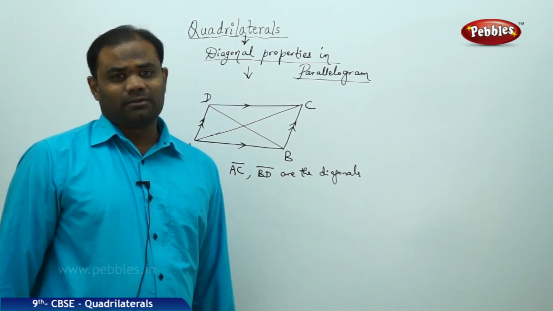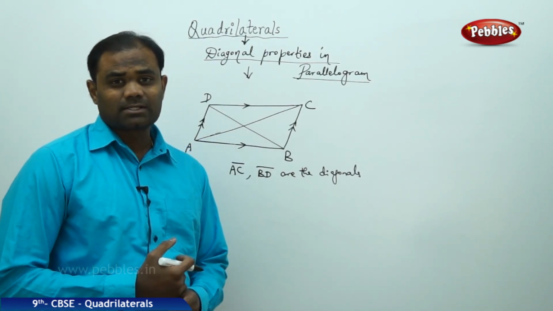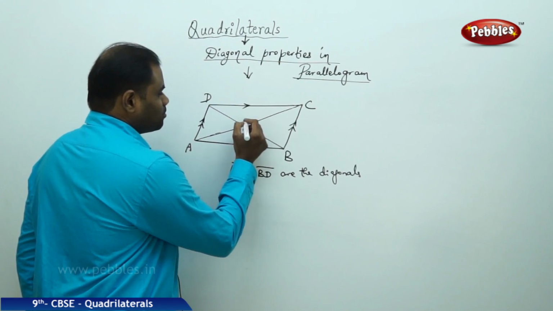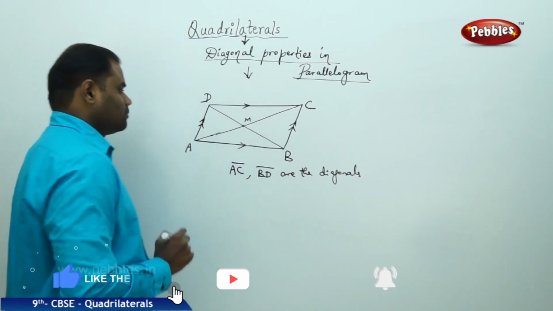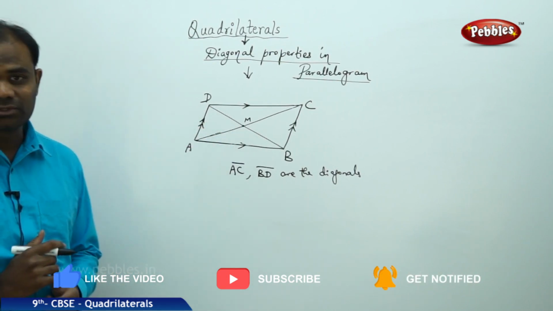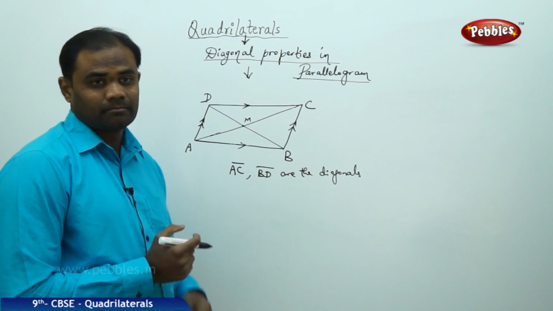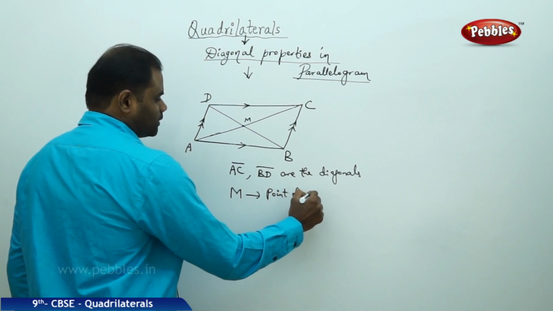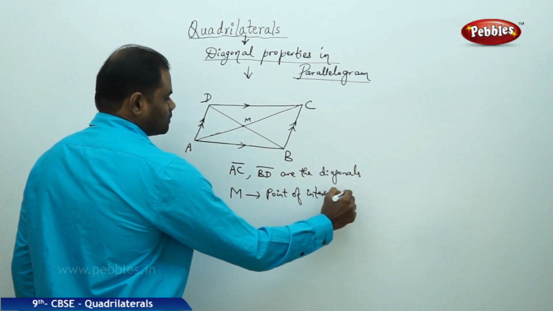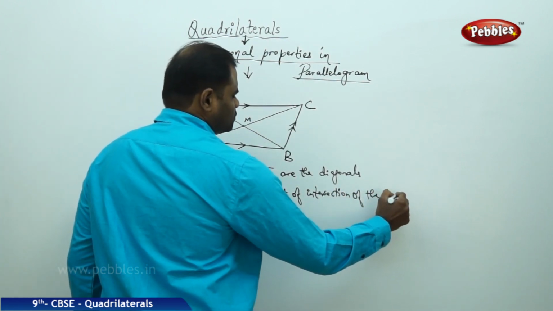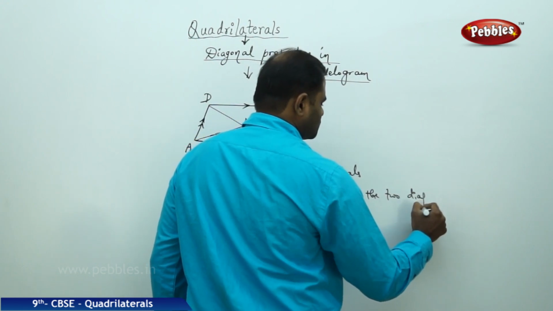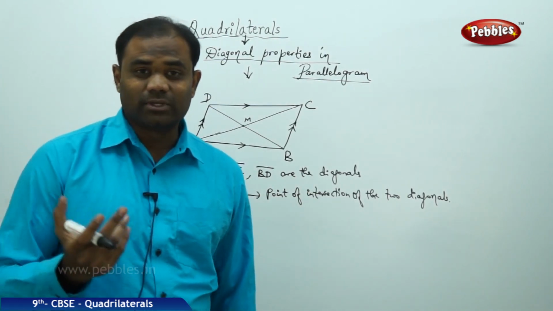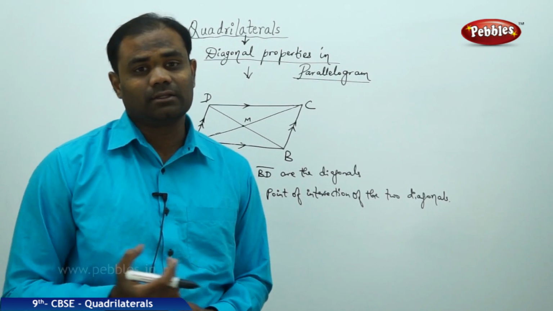Now let's see what is the property which connects these two diagonals. Before this, I clearly understand that diagonal AC intersects diagonal BD at say some point M. So I clearly have a point of intersection of the two diagonals as represented by M. So M is the point of intersection of the two diagonals, diagonal AC and diagonal BD.